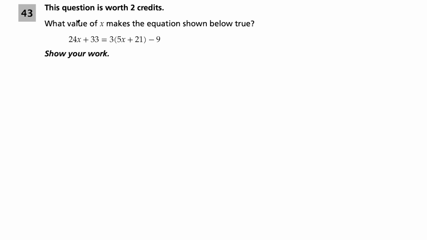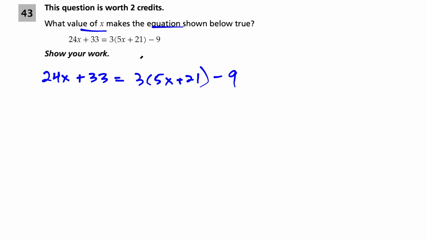Question 43, we're solving another equation. We want to know what value of x makes this equation shown below true. So for this one here, we have something a little bit more complicated than before, because now we have x's on both sides. So we just have to approach this very carefully. Now, the first piece that jumps out at me is the parentheses here. I just think of order of operations, and it's the same thing with solving equations. I try to take care of the parentheses first.